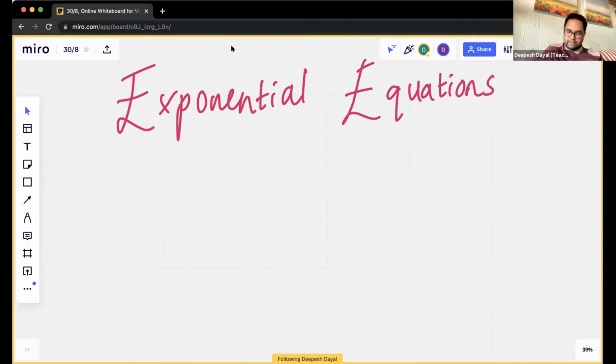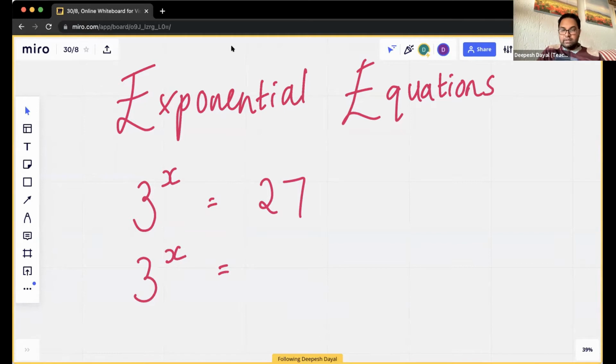Exponential equations. So we're going to say here 3 to the power x equals 27. We're going to take our calculator and say 27 equals, shift, FACT. And what does that give you? 3 to the power 3. Does everybody know how to do that? 27 equals, shift FACT, and you get 3 to the power 3.